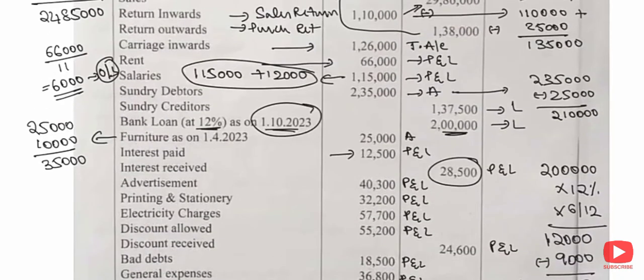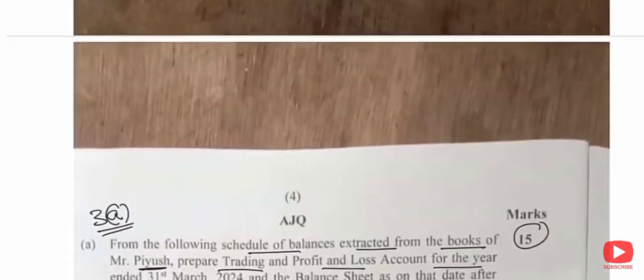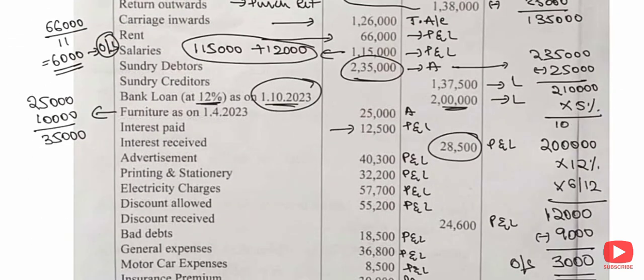What mistake can you make? Over here, you might take Sundry debtors as 235 and calculate. No. On 210 you're going to calculate 5%. 2,10,000 into 5% is 10,500. 10,500 is your provision for bad debt.